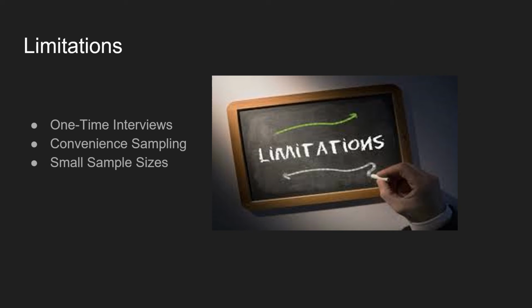Convenience sampling was another limitation. There was no rhyme or reason. It wasn't even random. They just collected data from whoever was the easiest to get to, and this often ended up being samples in which the results could not be generalized. There were also very small sample sizes, which can cause similar problems.